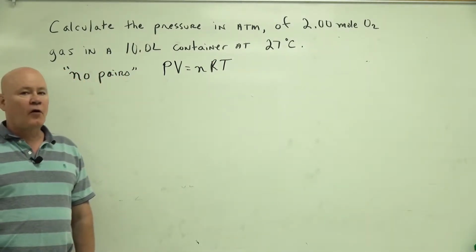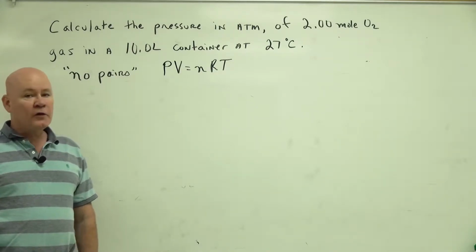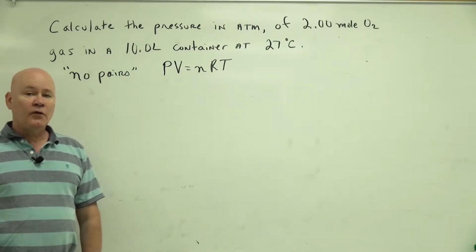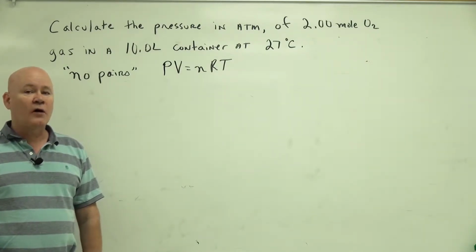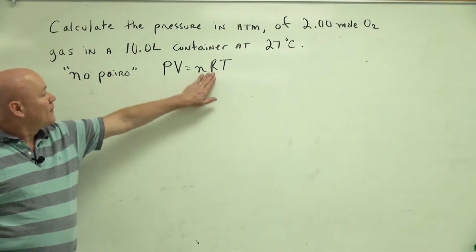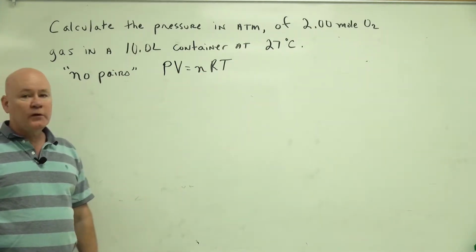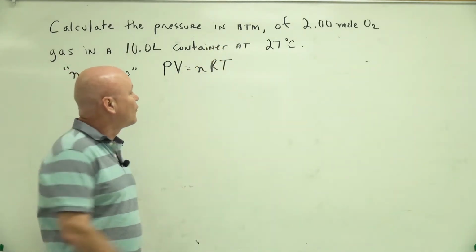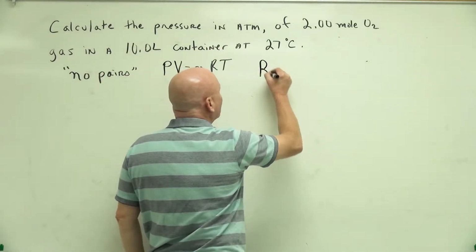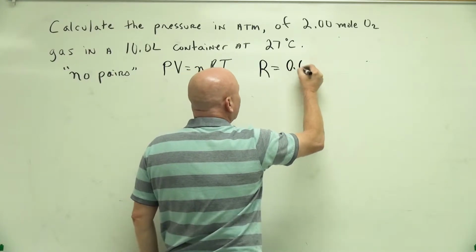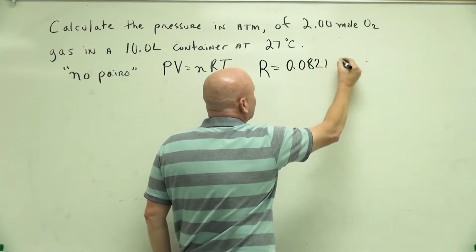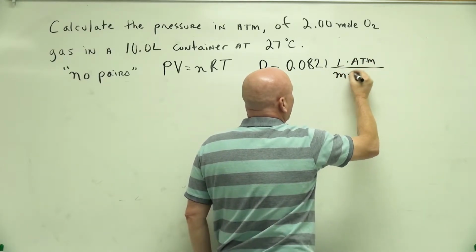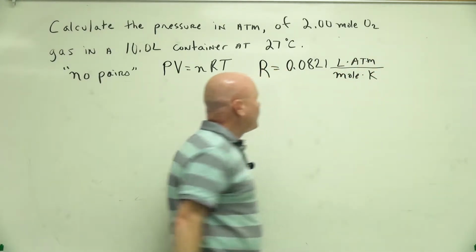PV equals nRT. Now the first thing we should do after we've identified the correct equation to use is go ahead and find what R is. R, the gas law constant, is going to be determined by the pressure units. Now if I look up here, I see the pressure units is in atmospheres, and therefore R, we look this up, is going to be 0.0821 liters atmospheres per mole Kelvin.